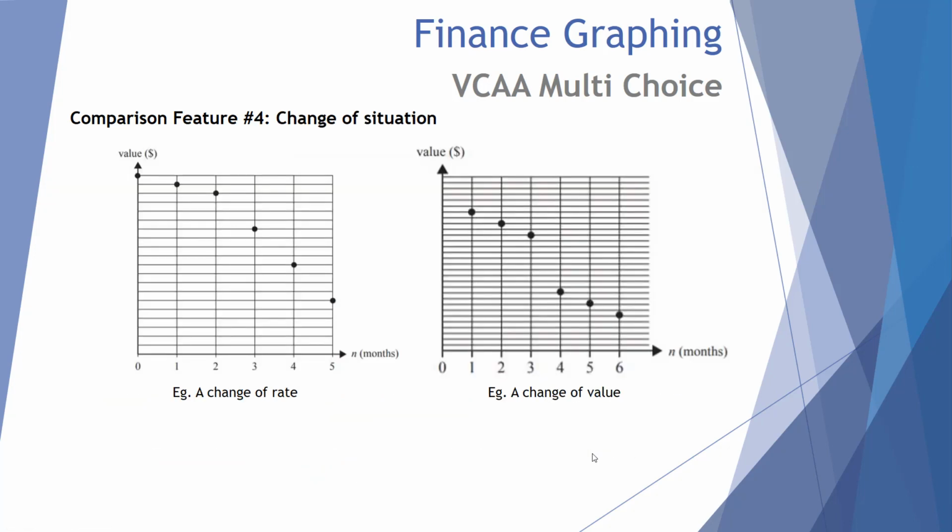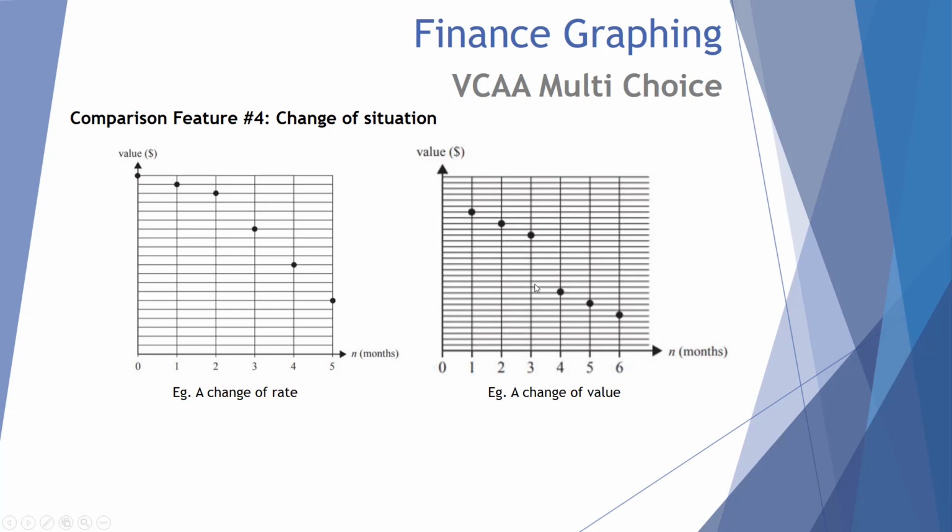Comparison 4, change of situation. You'll get these sometimes in exams as well, whereby there's one circumstance and then after a period of time there's another circumstance. So in this example here, which we'll look at in a minute, this has a change of rate. This is a depreciation question where there's a constant value up until the second month, and then there's a new value from this beyond the second month.